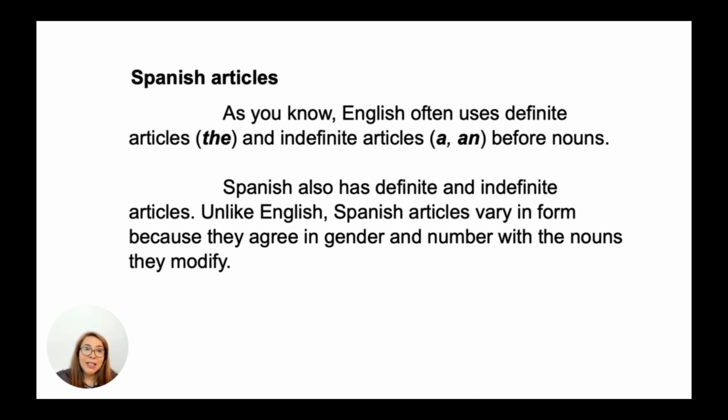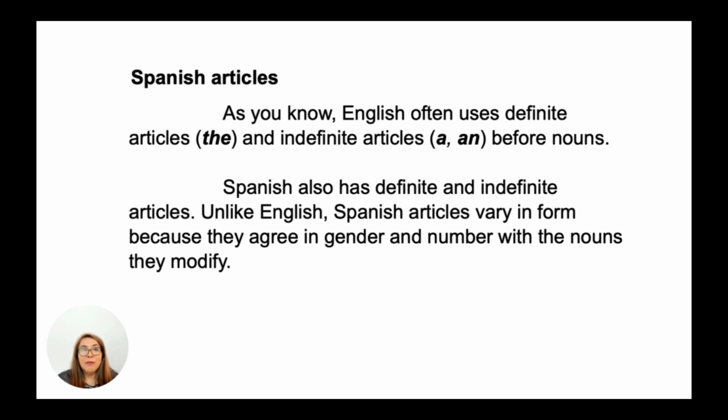In English, it's pretty easy because we have the, and then we have a or an, and then some, right? And it's easy because it doesn't change. So it's the book, the books. However, in Spanish, they do change because the article has to agree in gender and number. And you've already seen the article. For example, el chico, la chica. We use el for masculine and la for feminine, right?